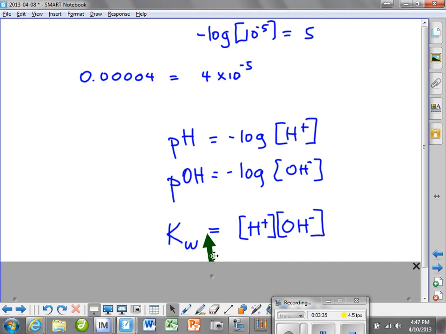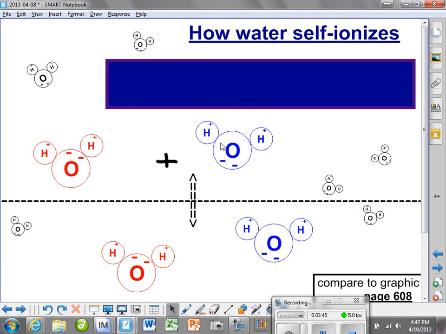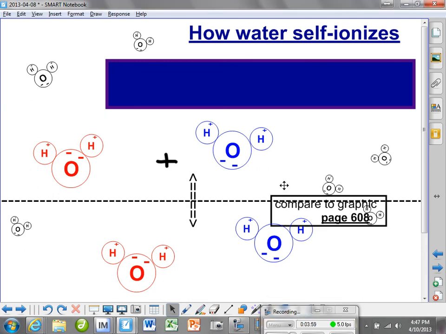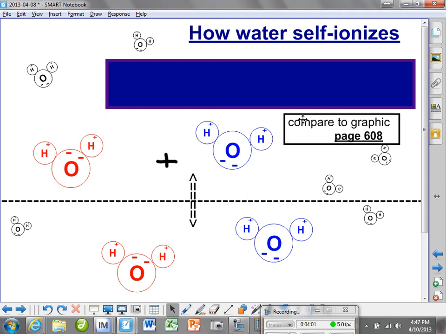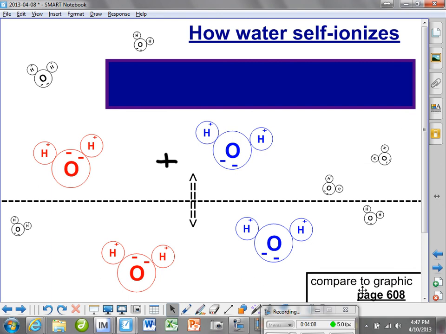And you might want to write this down. And that K equilibrium is equal to this. And we're going to see why that is in a future slide. Moving on, the next thing we need to understand is water self-ionizes. This slide was used to show that, and if you compare to the graphic on page 608, you're going to get a really good comparison to show you what I'm doing here.